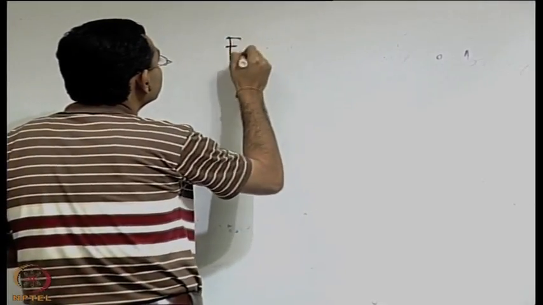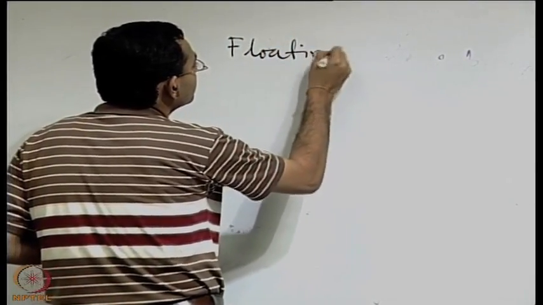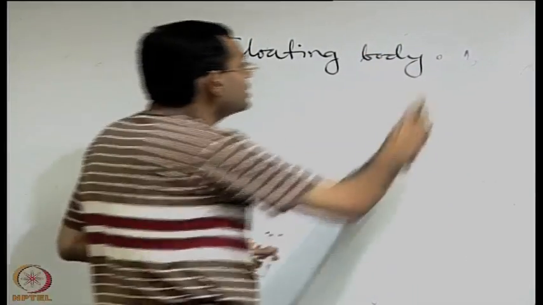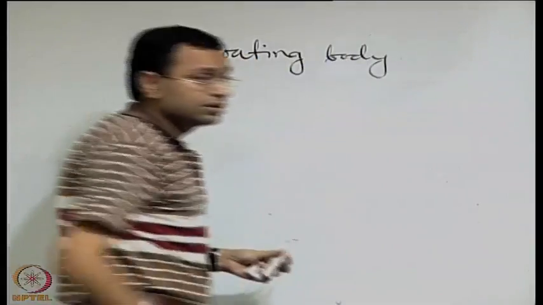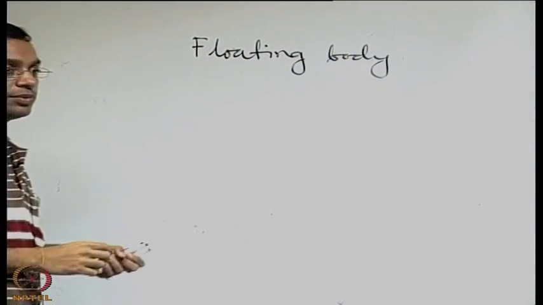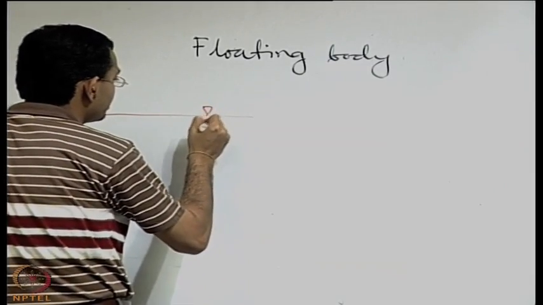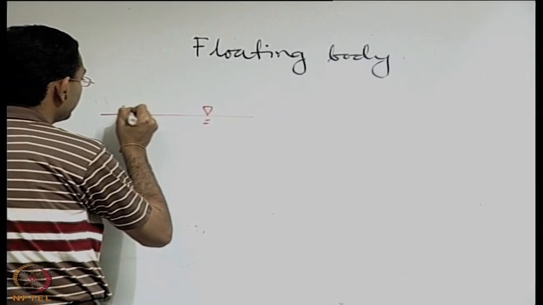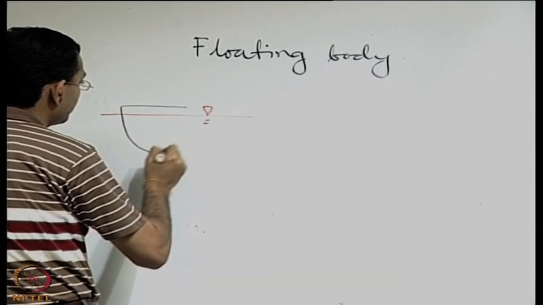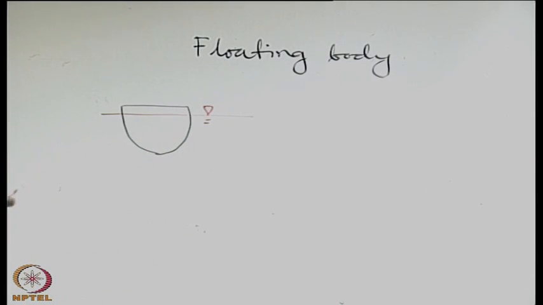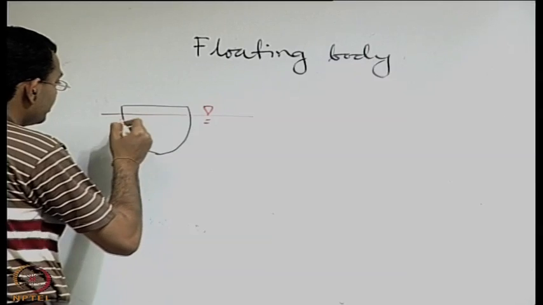So when you consider a floating body, let us see how it is different first from a submerged body. Let us say that this is the free surface of the fluid, and this is the body which is floating, something like a boat shape or similar to that.